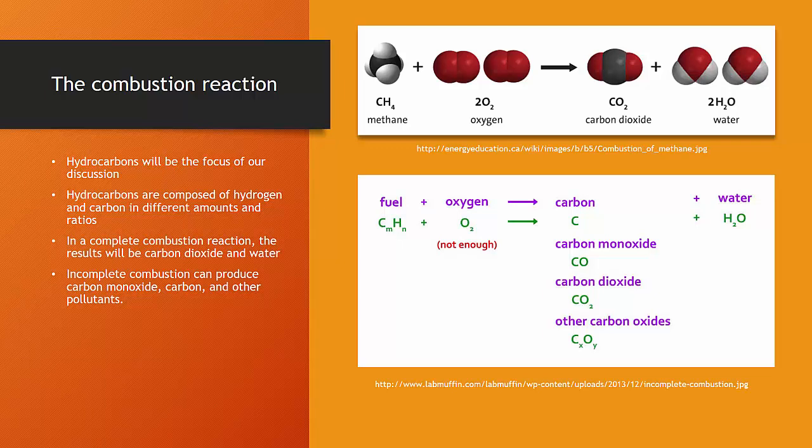For instance, pure carbon, which is the major component of ash. Carbon monoxide, a very bad pollutant. Carbon dioxide, also a pollutant, and other carbon oxides. Now, we still get water out of it. That's going to be a pretty universal thing for the majority of combustion reactions. Incomplete combustion can produce a lot of different things, and this is just looking at hydrocarbons. If we have other compounds, then even through complete combustion, and definitely through incomplete combustion, we can get many varieties of compounds.